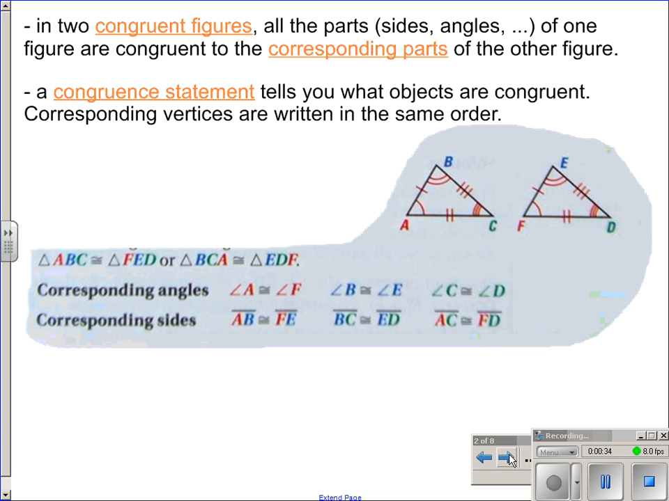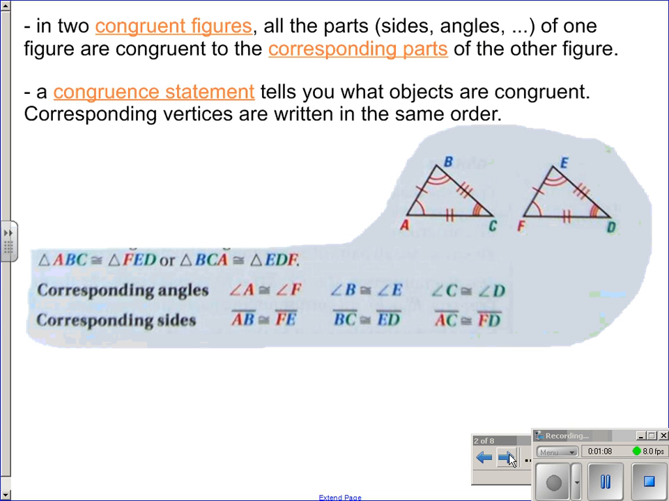May as well just go ahead and take a second to copy down really all of this screen here. Actually, just copy down the top two parts. So, in two congruent figures, all of the parts, all of the sides, all of the angles, have to be congruent to the corresponding parts in the other figure. So the corresponding angles have to be congruent, all of them. The corresponding sides have to be congruent, all of them. You have to have everything be exactly the same.